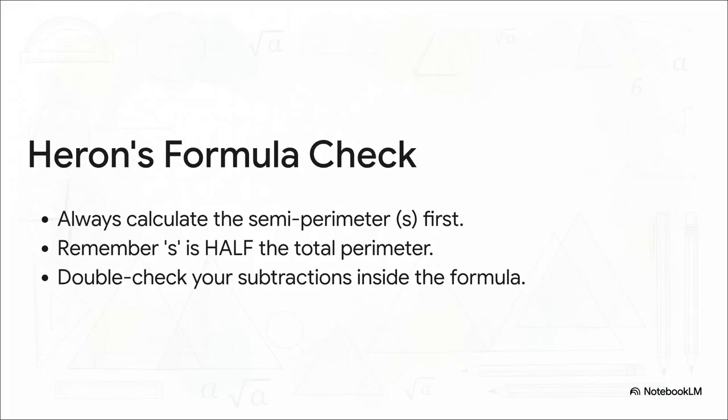Okay, and for Heron's formula, the mistakes usually happen with that s value. First off, people just forget to calculate it. It has to be your very first step. Second, they mix up perimeter and semi-perimeter. Remember, you have to divide by 2. And finally, just be careful with the subtractions inside those parentheses. It's so easy to make a small mistake there, and it'll mess up your entire answer.